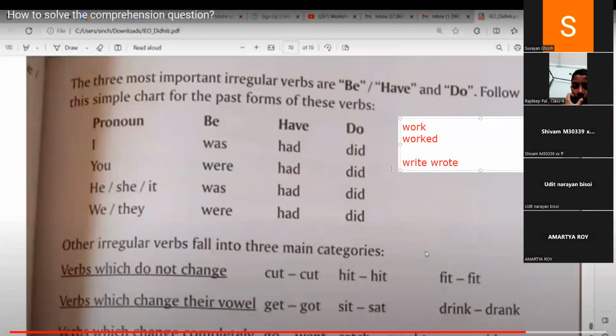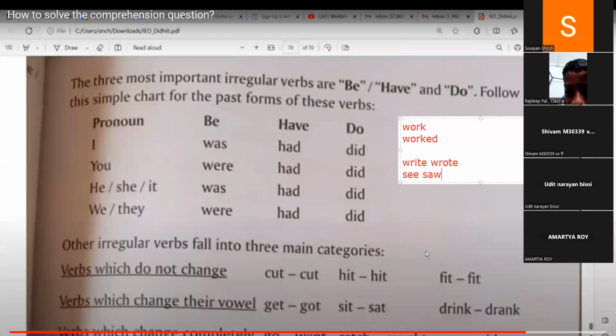Is it clear, beta? The whole word will change in case of irregular verbs. See, we are not adding e or ed at the end. Write is becoming wrote. In the present tense we will say he writes the letter. In the past tense, it will become he wrote the letter. Is it clear, Udit? Yes, sir. Wrote is the irregular verb.